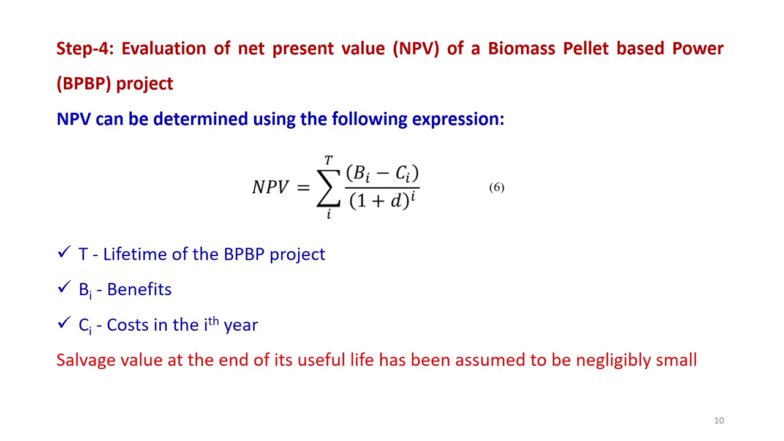So how are we doing this evaluation of the net present value of the biomass pellet based power project? Mathematically it can be expressed as NPV equals the summation from I to T of (BI minus CI) divided by (1 plus D) to the power of I, where T is the lifetime of the biomass pellet based project, BI is the benefit and CI is the cost in the Ith year. We have assumed that the surplus value at the end of its useful life is neglected because it's a very, very small amount. That's the assumption we have made here.